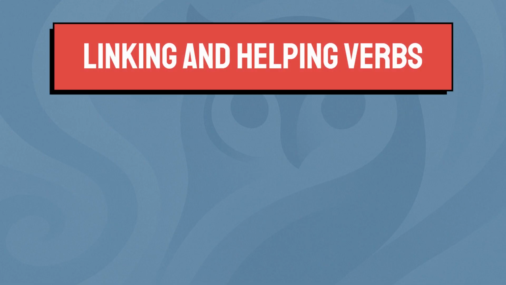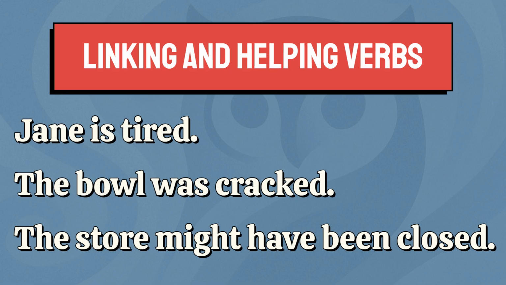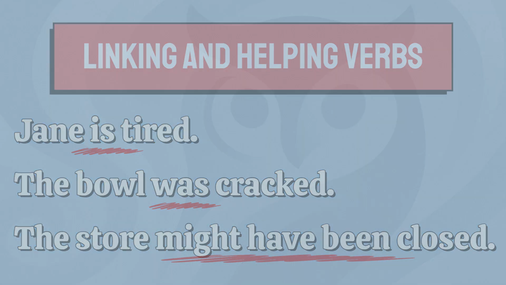We can also use linking and helping verbs as the predicate. Linking and helping verbs don't contain action, but they show what the subject is, was, will, or might have done. Jane is tired. The bowl was cracked. The store might have been closed.